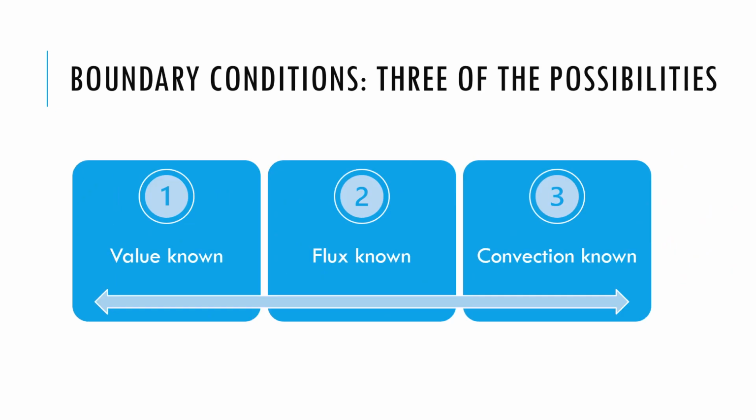How many boundary conditions are there? Well, there are many, but most of the time we talk about three different types of boundary condition. One is where the boundary value is known, meaning let's say temperature is known at the boundary. The other one is where the flux is known, and the third one is convection. And so they have their mathematical names. This is called Dirichlet boundary condition, this is Neumann, and this is Robin's condition.